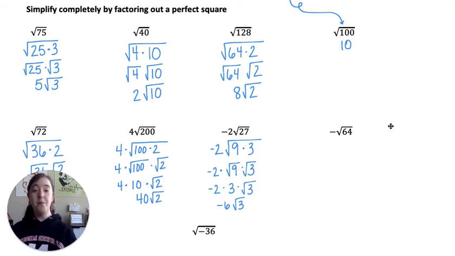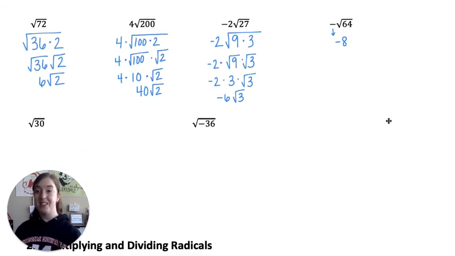So hopefully you noticed that 64 is a perfect square. So the square root of 64 is 8. And that negative just kind of drops on down with it. So the opposite of the square root of 64 is going to be -8. Okay, now let's look at the square root of 30. Go ahead and simplify that one on your own, square root of 30.